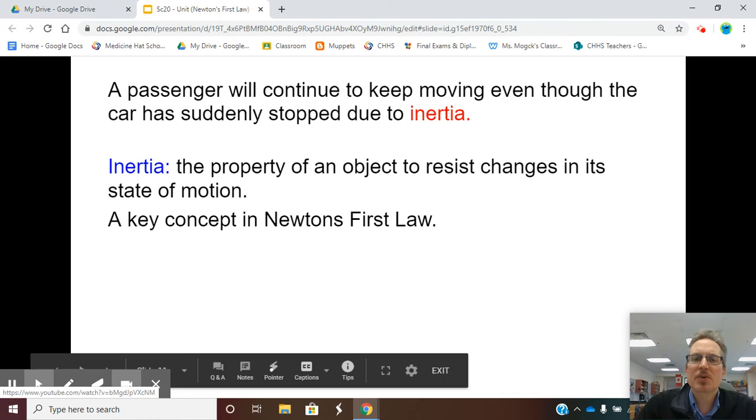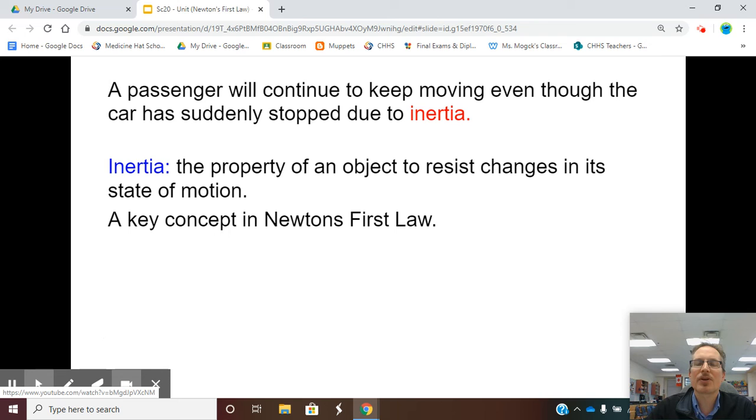So a passenger will continue to keep moving even though the car has suddenly stopped, and that is due to the idea of inertia. Inertia is the property of an object to resist changes in its state of motion. And this is the key concept that we use in Newton's first law.